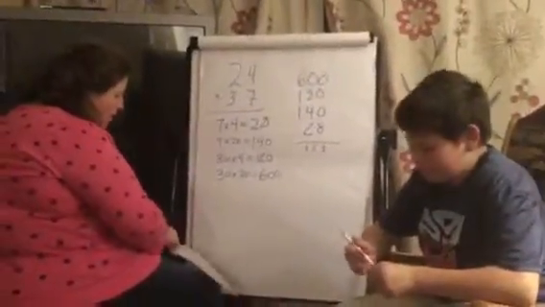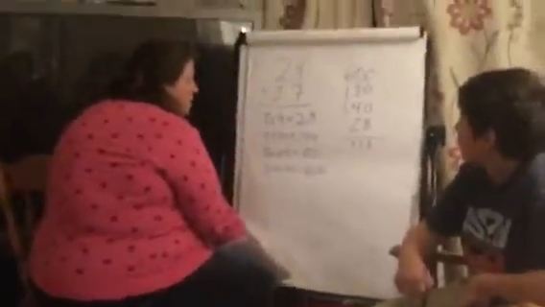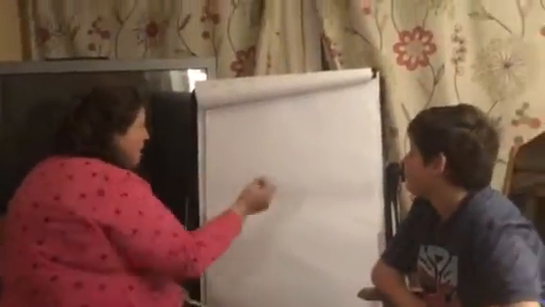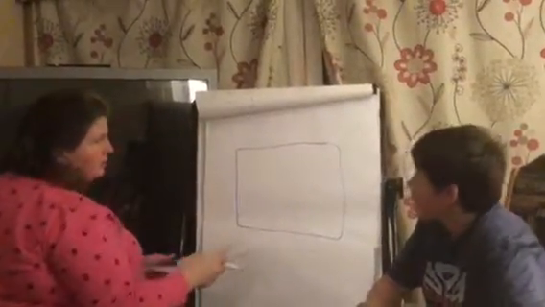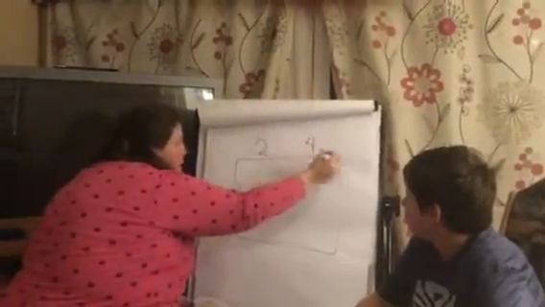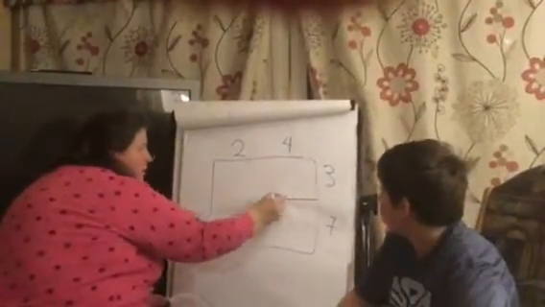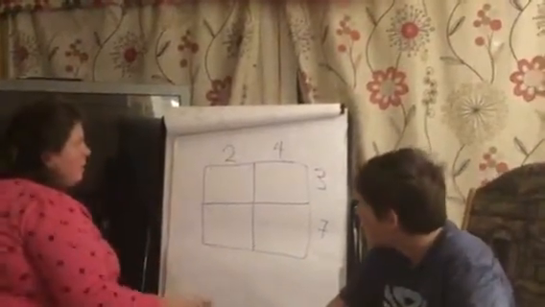Okay. Now, the second one we're going to do using the same numbers is called the lattice multiplication. Same kind of thing. Kind of reminds me of an array for multiplication. You've been using arrays for multiplication? 24 and 37. Does it look like an array? Do you know what an array is? No. Okay, we'll go over arrays another time, okay? All right.